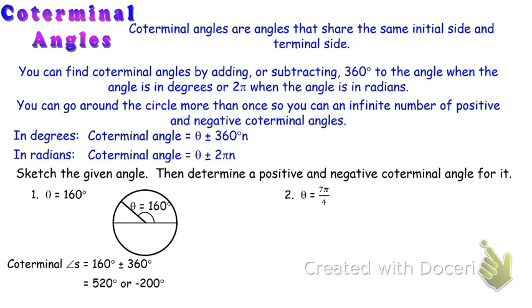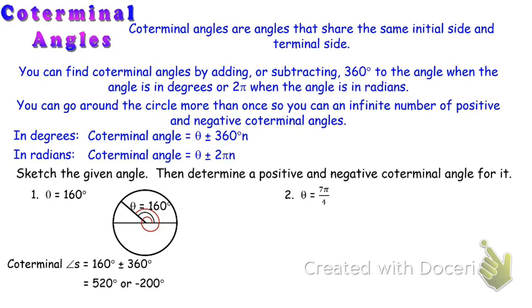Positive 520 degrees is more than a full circle, so it's going to start on the x-axis and go all the way back to the x-axis, and then go to the terminal side. It's going to look like this red piece here. Again, it starts on the positive x-axis, goes around all the way to the x-axis again, that's 360 degrees, and then another 160 degrees more till it hits the terminal side of that angle.